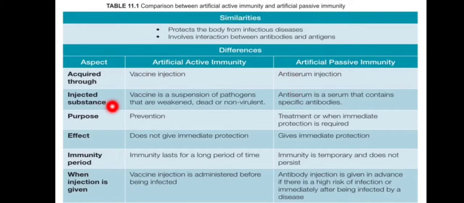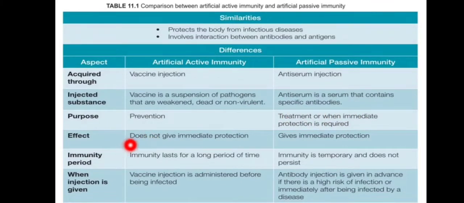Injected substance. Okay, this one is vaccine. This is pathogens that are weakened, dead pathogens or non-virulent pathogens. Okay, and then anti-serum is the serum that contains specific antibodies against specific antigen. The purpose is for prevention of the disease. This one is for treatment. Okay, treatment or when immediate protection is required.